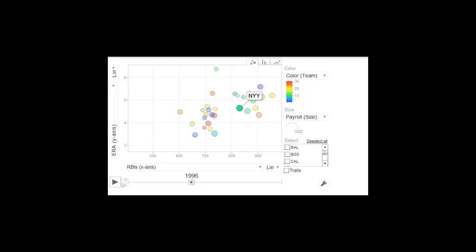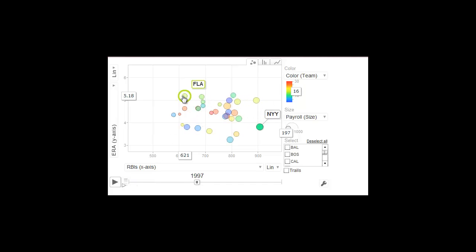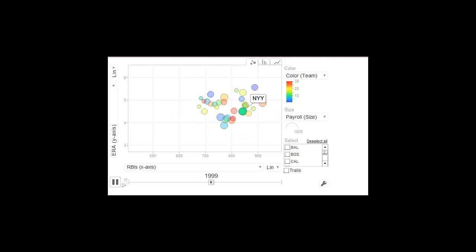In 1996, the Yankees began a run of 4 World Series championships over 5 years, with only the Florida Marlins interrupting that string in 1997. Ironically, in terms of the chart, the 1997 team was incredible, with low ERA and a high number of RBIs. The bubble gets bigger each year too. The team was led by Derek Jeter.